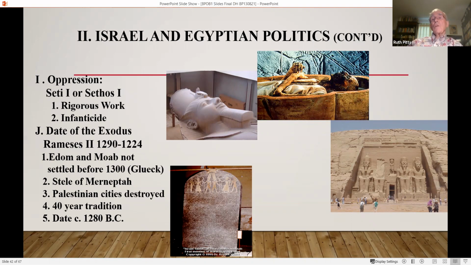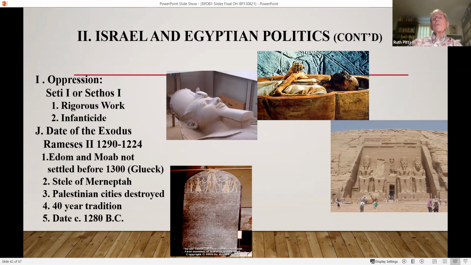We also know that these little countries to the east of Palestine, Edom and Moab, were not settled before 1300. Archaeologists have shown that. So, when the Hebrews came out of the Sinai Peninsula, they met resistance at both of these. So this helps us place a beginning and an ending point for the presence of the Hebrew people.